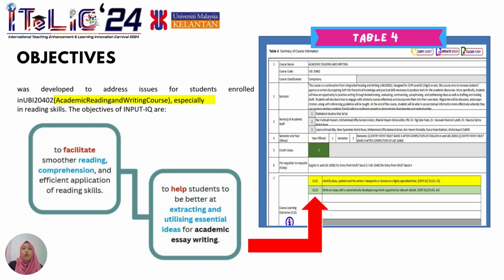Thus, the objectives of the innovation are two. The first one is to facilitate smoother reading, comprehension, and efficient application of reading skills, as well as to help students to be better at extracting and utilizing essential ideas that can be used when they start writing their academic essay.